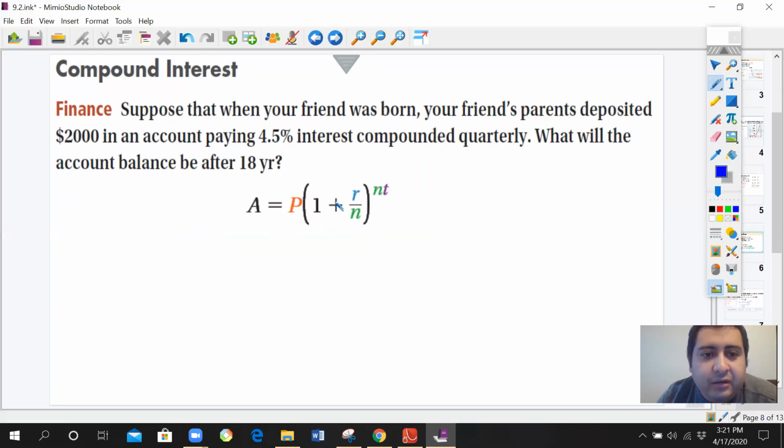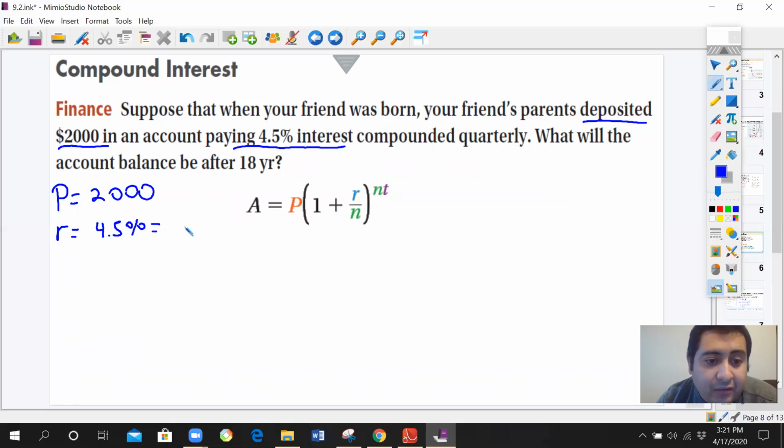Let's try this again. Suppose that when your friend was born, your friend's parents deposit 2,000. So when they deposit it, that means it's going to be your initial amount, which is P. So P is 2,000. In an account paying 4.5% interest. So interest again is your R. You have 4.5%. Convert that into a decimal. You move 2 decimal places, which is 0.045.